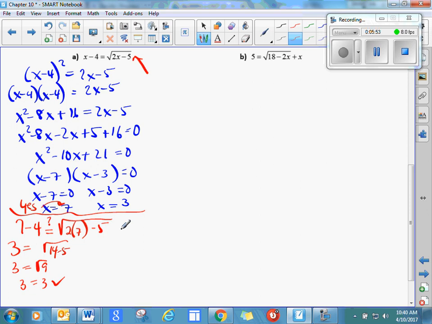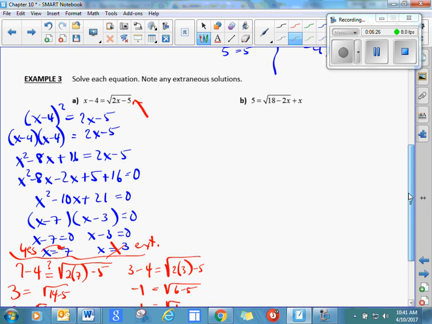When we try 3 back in the same exact equation, we get 3 minus 4 is equal to the square root of 2 times 3 minus 5. That would be minus 1 is equal to the square root of 6 minus 5, which is the square root of 1, and minus 1 is not equal to positive 1. So this one we throw out and we say it's extraneous. All right, let's do this last one and then we'll finish up this unit.